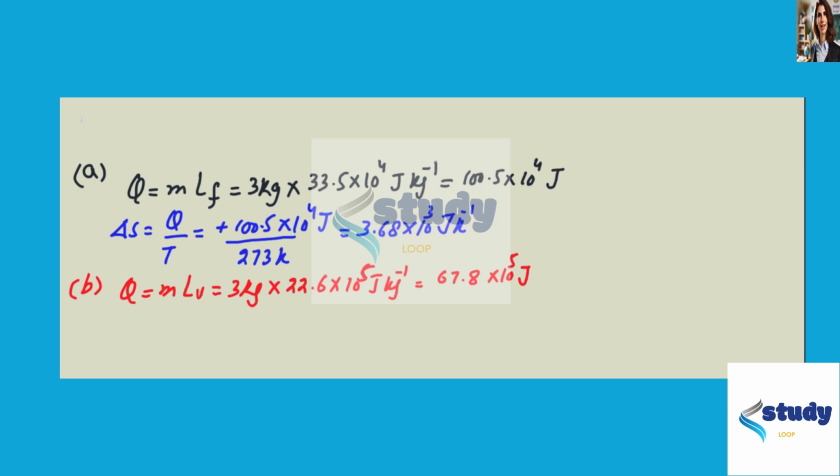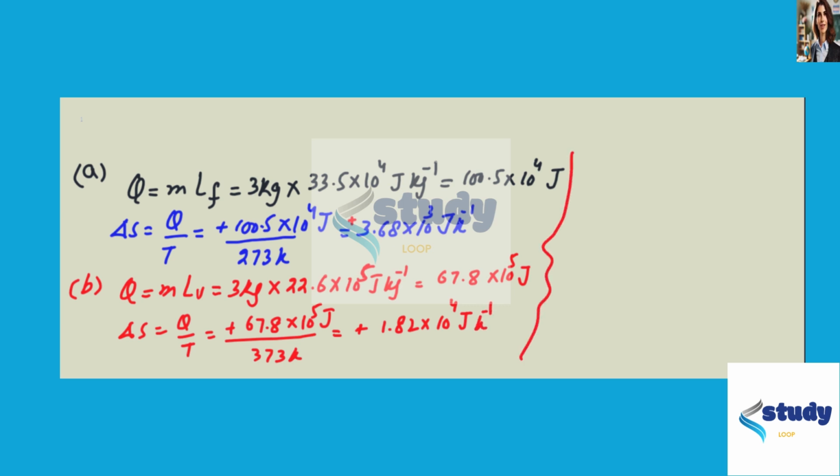The change in entropy can be calculated: delta S equal to Q upon T. Here Q is plus 67.8 times 10 to the power 5 joule, upon temperature 373 Kelvin. This gives us change in entropy equal to plus 1.82 times 10 to the power 4 joule per Kelvin.